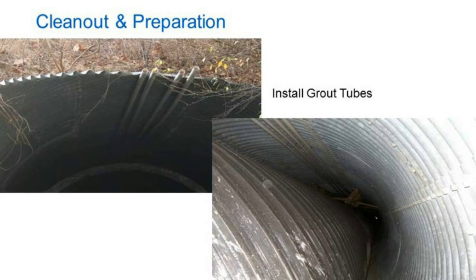Then you need to look at installing grout tubes. Grout tubes are usually installed at varying lengths to ensure the grout gets completely around the entire pipe. Typically, 2-inch PVC tubes are used. Multiple grout tubes are used down the length of the culvert to ensure flow coverage between the host pipe and the liner pipe, and can accommodate multiple lifts if necessary.